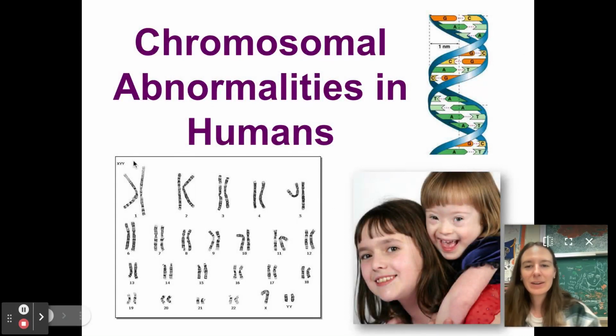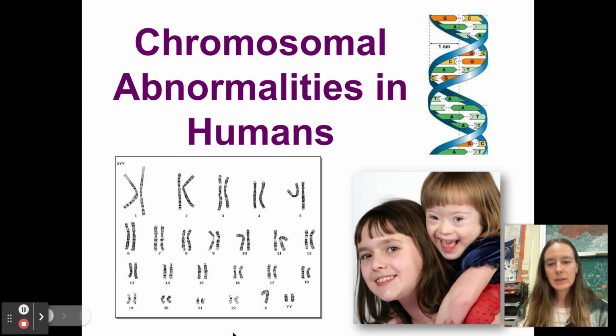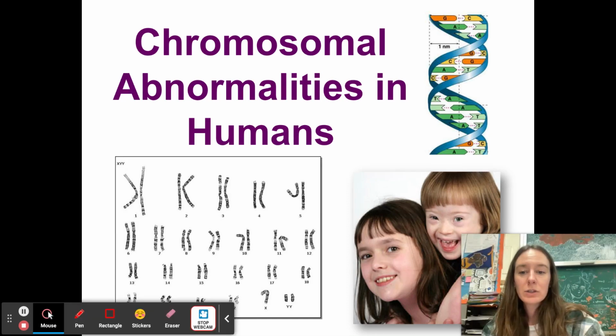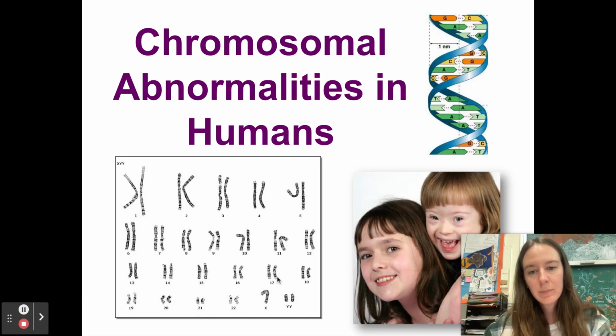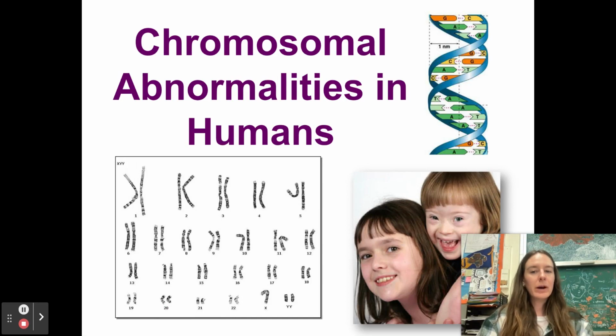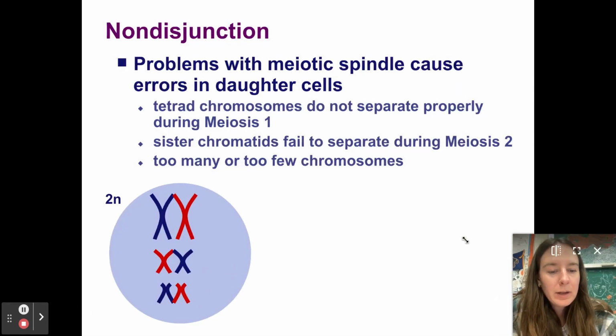Okay, finally, we're going to talk about chromosomal abnormalities in humans. So if we look at this karyotype here, what happens if there are changes in this karyotype? The average human has 46 chromosomes or 23 pairs, but what would be the reason why you might have more or fewer chromosomes? It has to do with an issue in meiosis called non-disjunction.